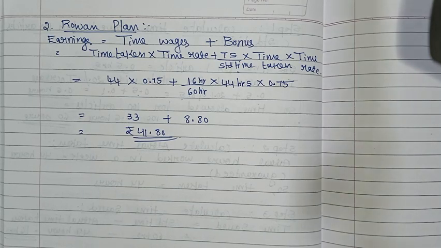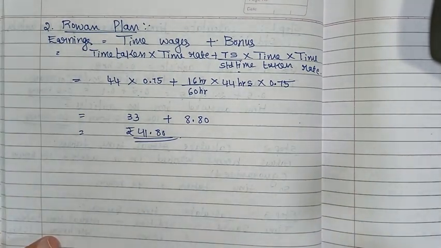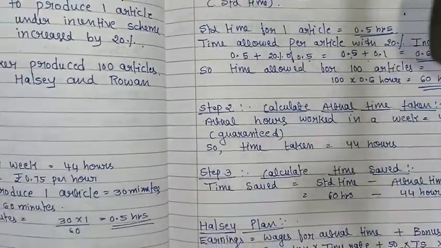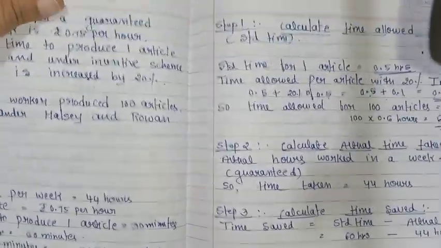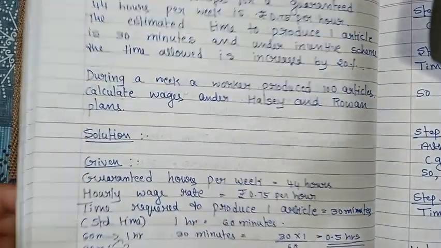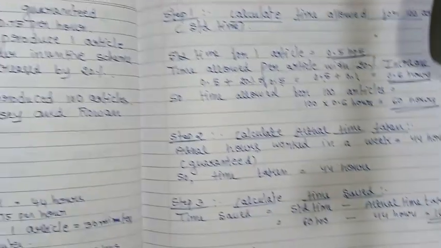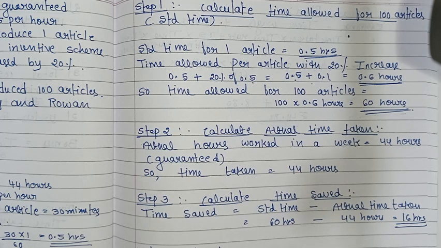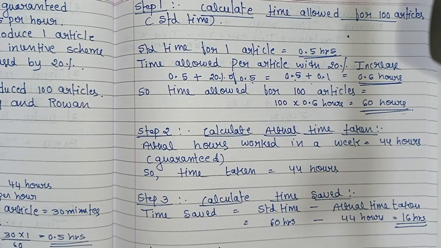That is the wages available to the employees under Rowan plan is rupees 41.80, and under Halsey scheme it is rupees 39. Clear? But be very careful while converting the minutes into hours. See here, if minutes are given, we need to convert them into hours. And first we have to do the working notes before solving the problem, for time saved and for standard time. Clear? So I hope this problem is clear to you all.